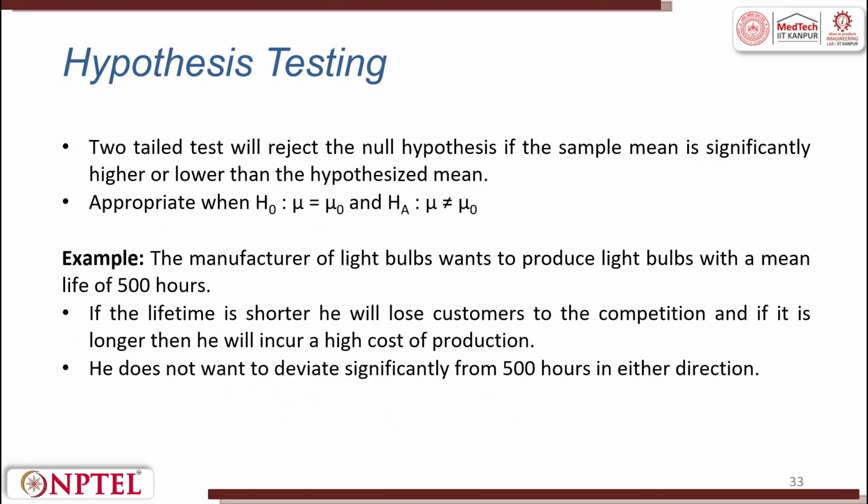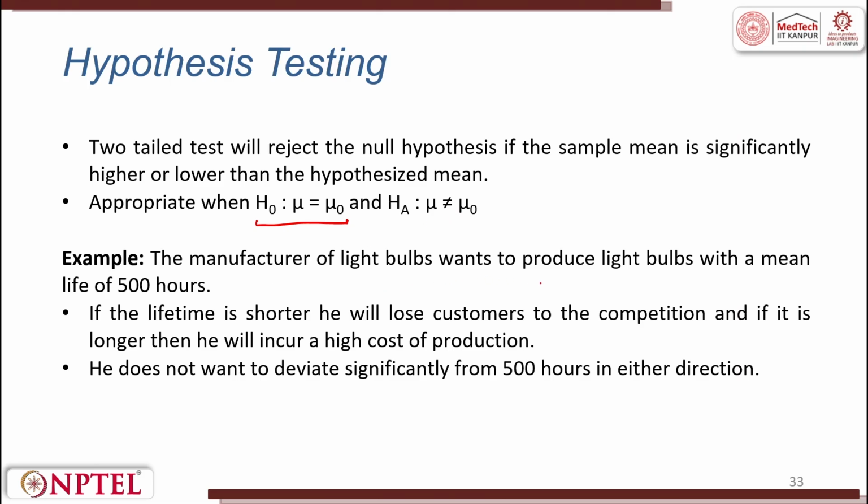Let us see an example of the two-tail test. Two-tail test will reject the null hypothesis if the sample mean is significantly higher or lower than the hypothesized mean. In this, the null hypothesis is given as H naught, that is mu is equal to mu naught. Alternative is mu is not equal to mu naught. It could be lower or higher, anything.